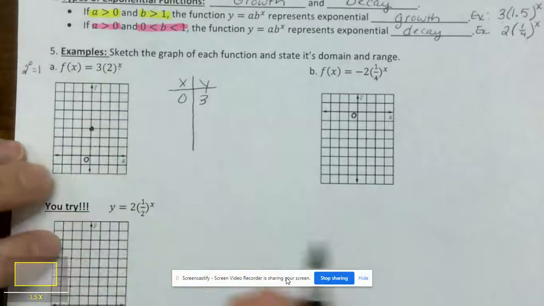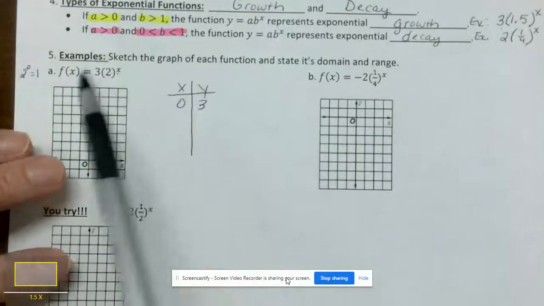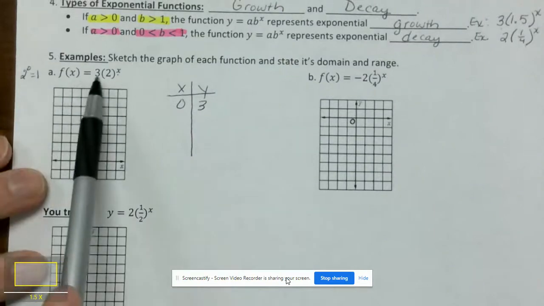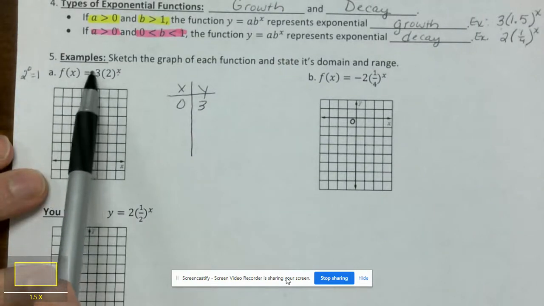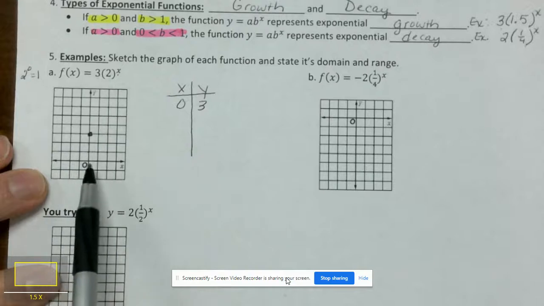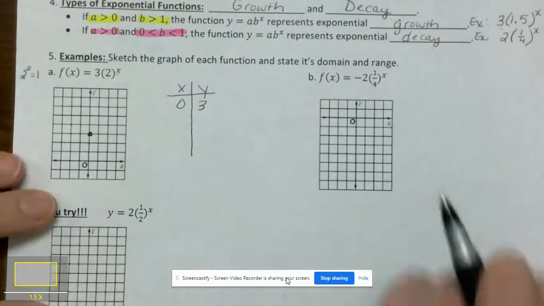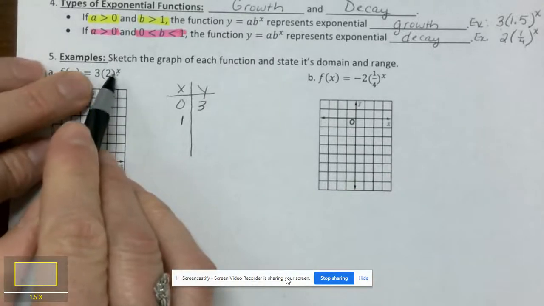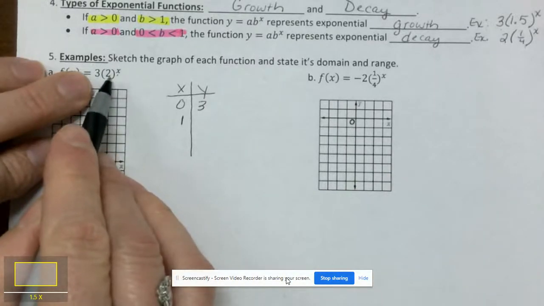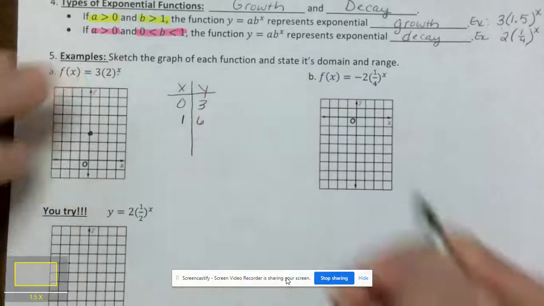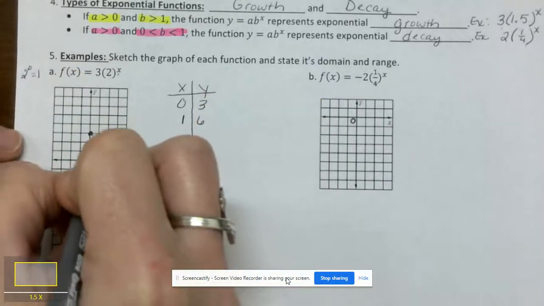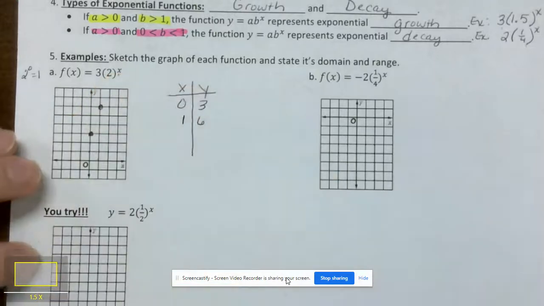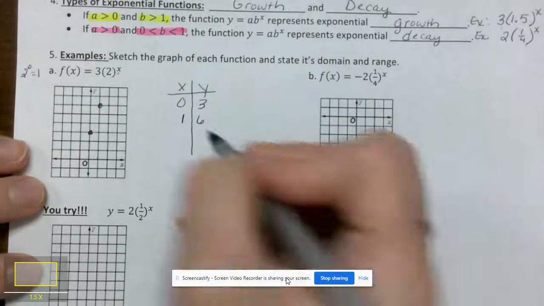And if you'll remember, we said earlier when we talked about the properties of exponential functions that 0, a would always be a point. And my a is 3 here. So, of course, 0, 3 is a point on this graph. All right, what if I put in 1? If I put in 1, 2 to the first power is 2, and then 2 times 3 is 6. So if I put in 1, I'm going to get 6. What if I put in negative 1?